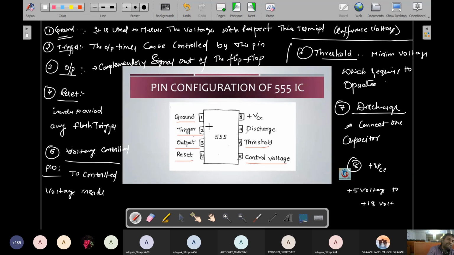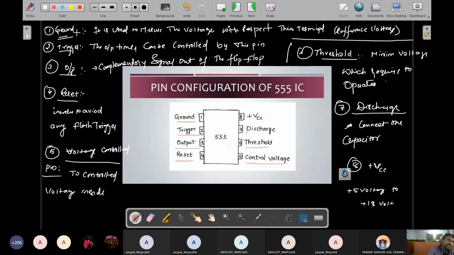Please remember everyone, these pins are very important. In the exam they ask you to draw the pin diagram of the 555 IC. At that time you draw the pin diagram and write every pin: ground, trigger, output, reset, VCC, discharge, threshold, control voltage. I have already given notes; in that material I explain each pin. But right now I am not writing each and every pin explanation, so I simply write the key point of each pin.